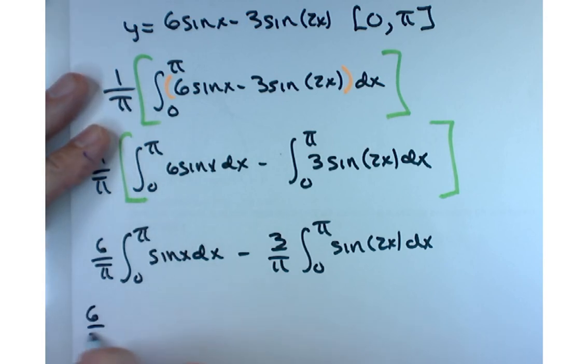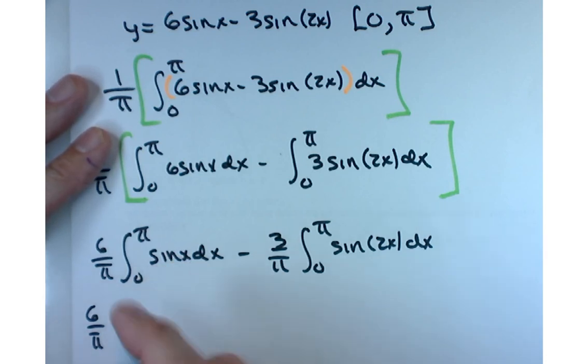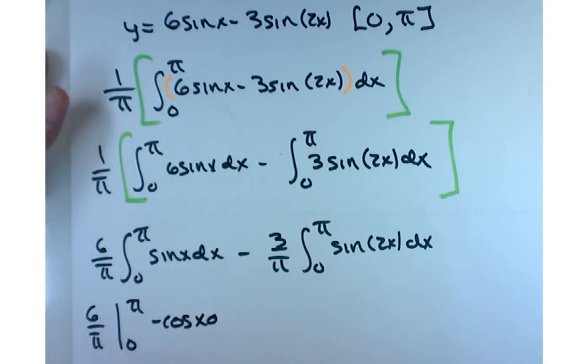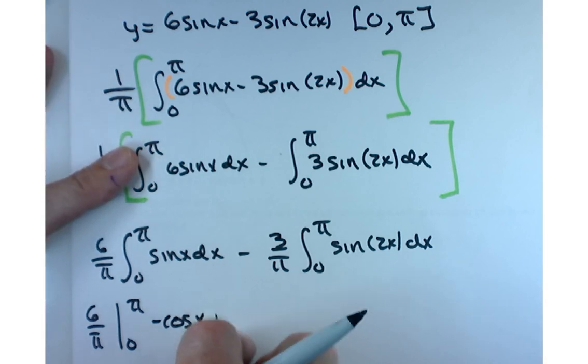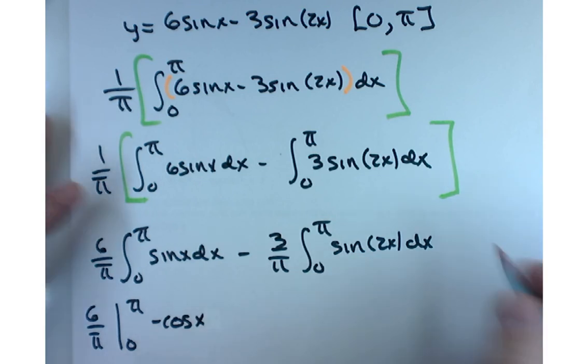That's going to be 6 over pi times, well, what's the antiderivative of the sine function? Negative cosine. So 0 to pi of negative cosine of x. I don't need anything else, no dx there, so all right, that's good. Now over here, we're going to have to do a little extra work because we don't know the exact antiderivative of this without maybe doing a u substitution.